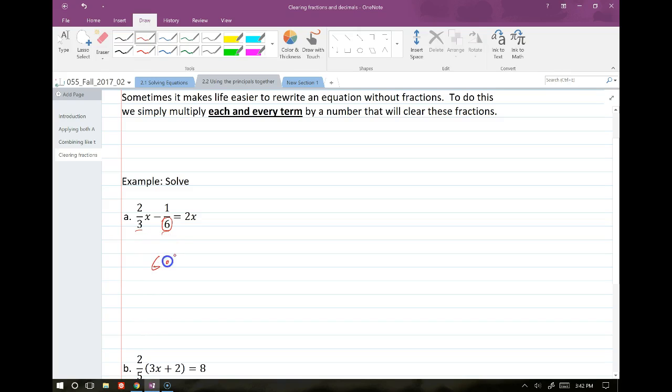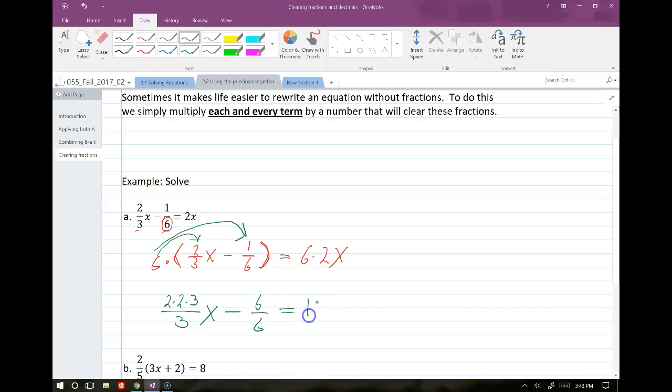So we just say 6 times (2 over 3)x minus 1/6 equals 6 times 2x. Notice that I put parentheses around these. When we multiply both sides, we have to multiply the entirety of both sides. So you put the parentheses in there, and then distribute into what's on that side. So we're going to multiply 6 into 2/3. 6 is 2 times 3, so that gives us 2 times 2 times 3 over 3. And then you just get 6 over 6, and that's equal to 12x.